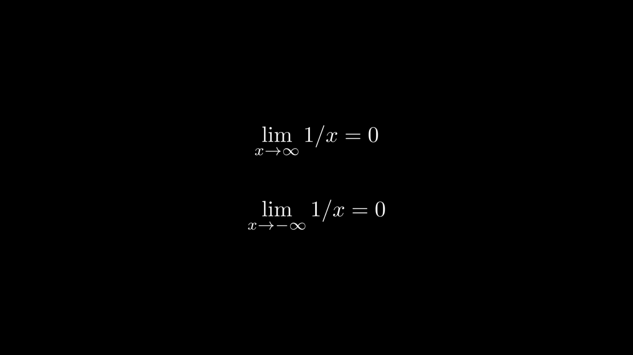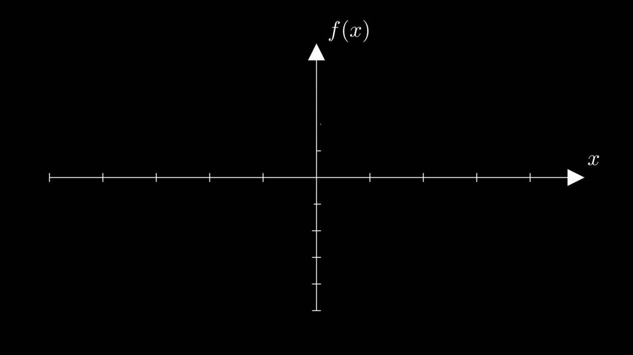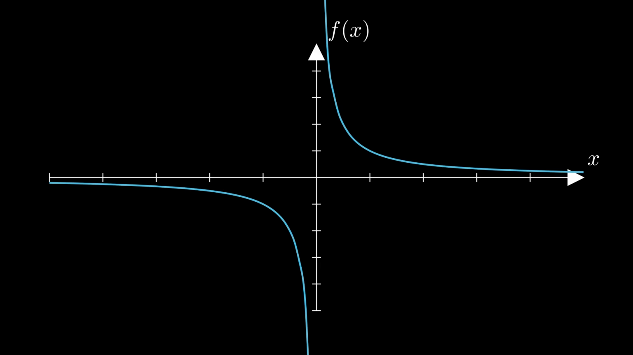For example, the limit as x approaches infinity of 1 over x is equal to 0, and the limit as x approaches negative infinity of 1 over x is also equal to 0. That is to say, f of x equals 1 over x has a vertical asymptote at x equals 0, and f of x equals 1 over x has a horizontal asymptote at y equals 0. There are sometimes also linear asymptotes, however that is not as common.